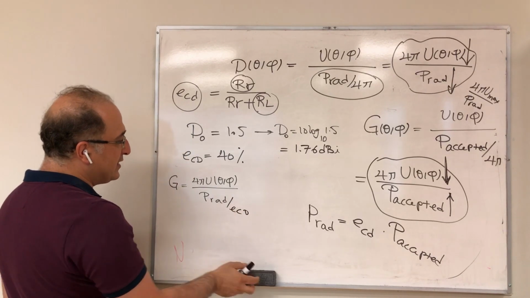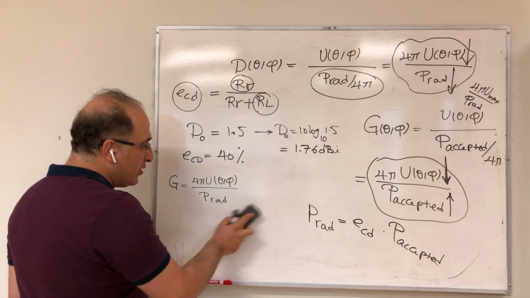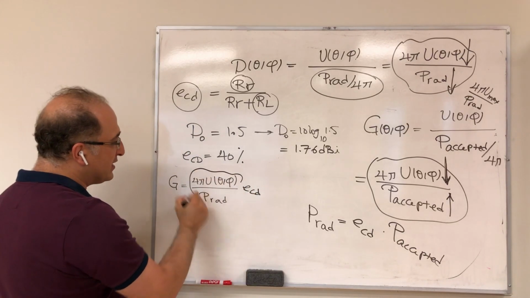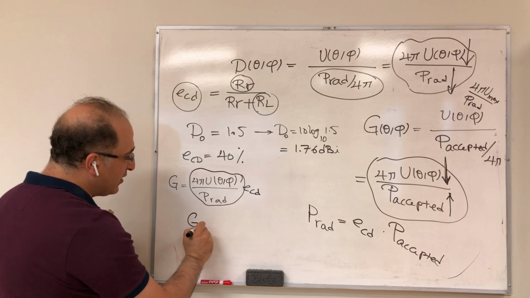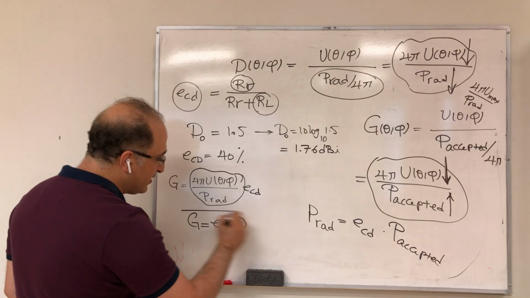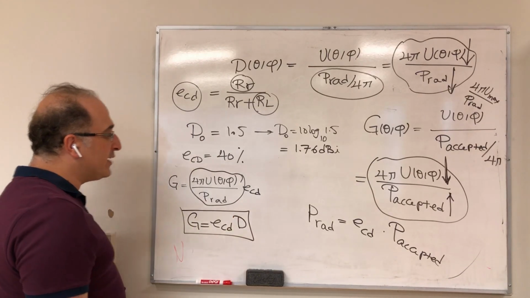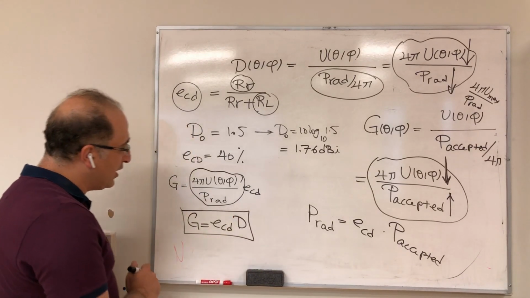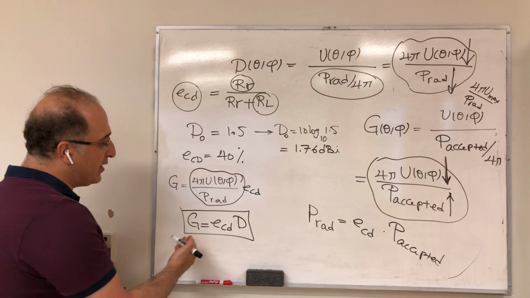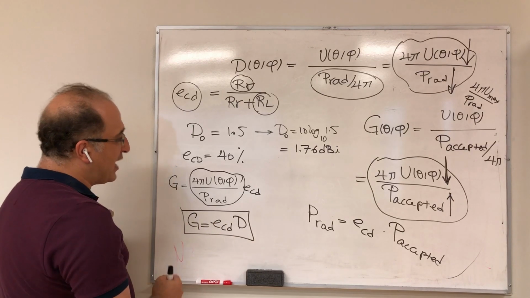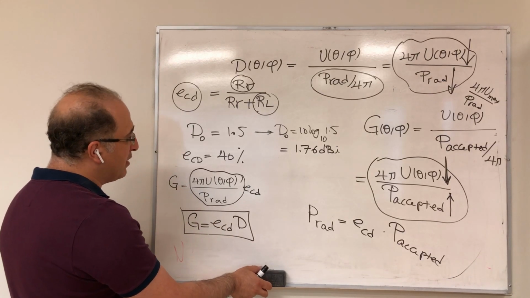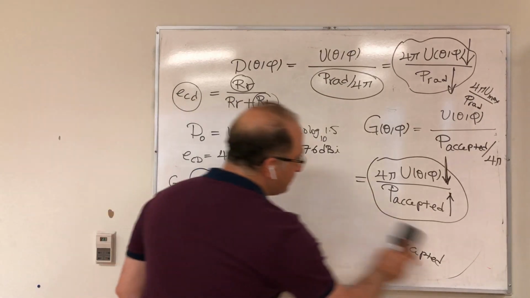So I'm going to take ECD to the numerator, so that's going to be like this. And you already know this is directivity. So gain would therefore be ECD times directivity. So this is going to connect gain to directivity for me. And remember, this is dimensionless. If you have dB, then it's going to be addition. So gain would be ECD times D. Remember this.